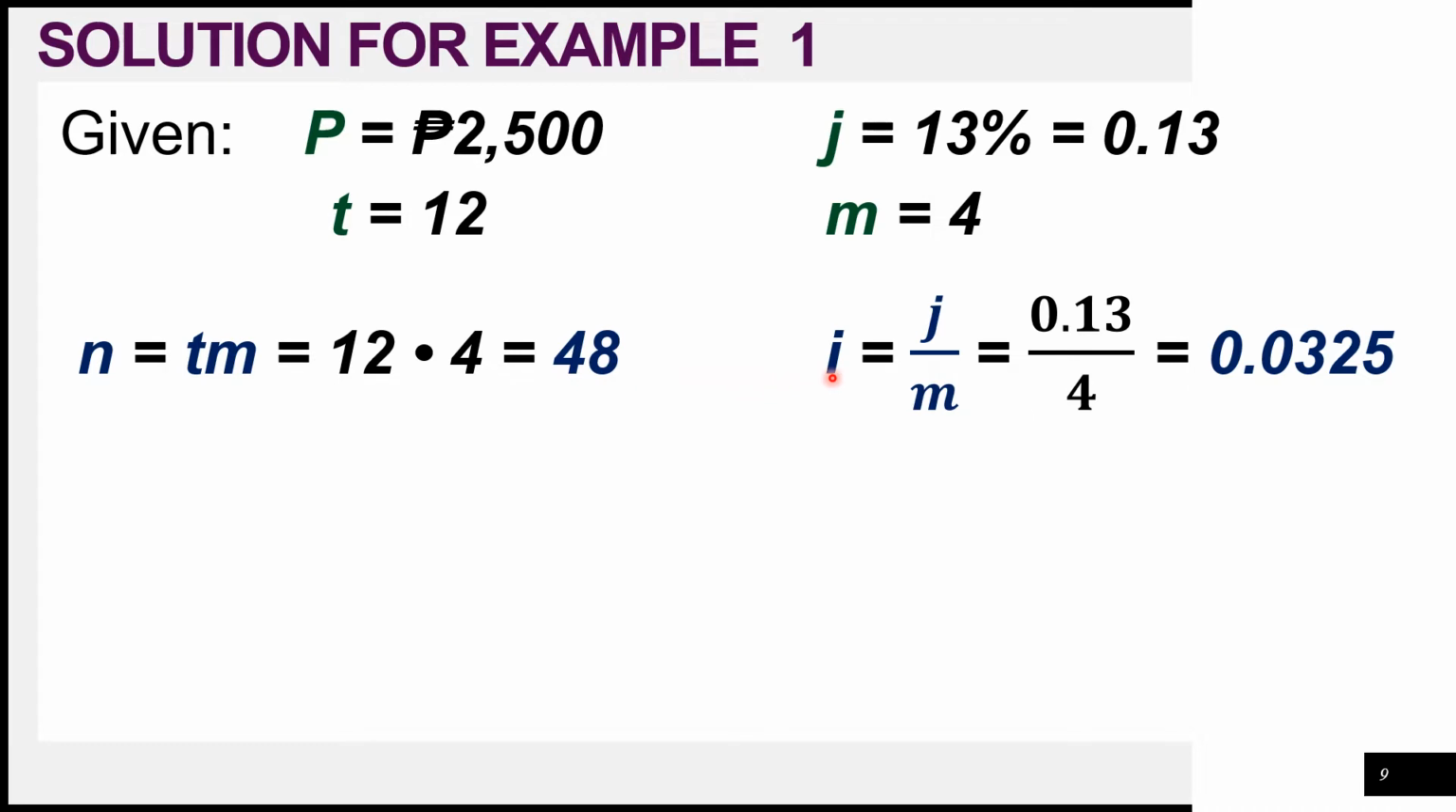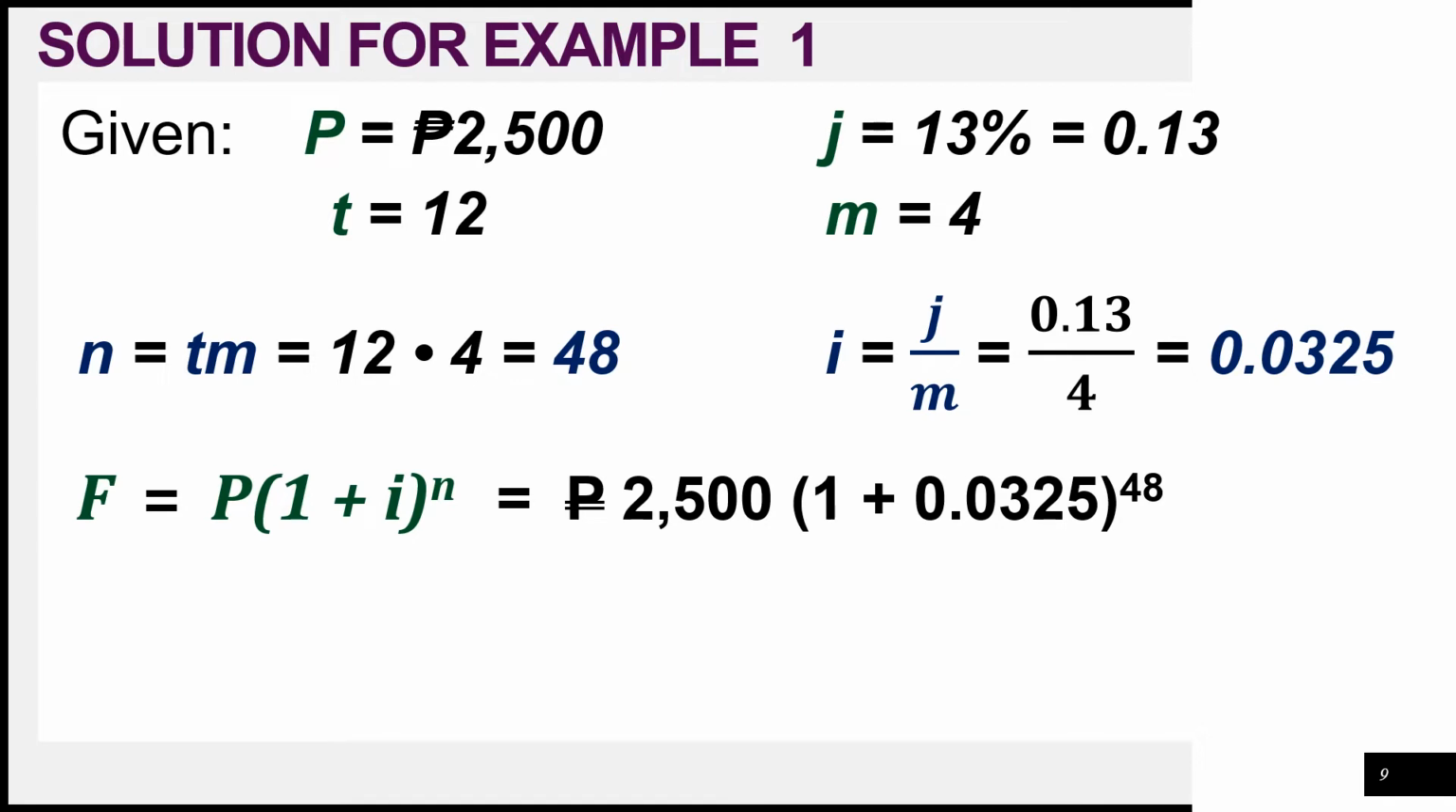Then getting the value of i, we divide j by m, and we have 0.13 divided by 4. Then the value of i is 0.0325. Now, having all of this given, we can now solve for the future value. We have this formula.